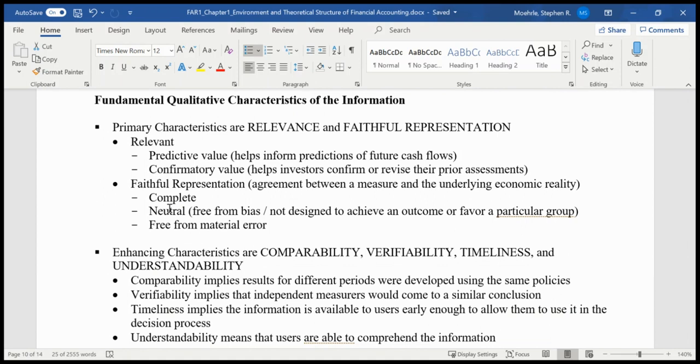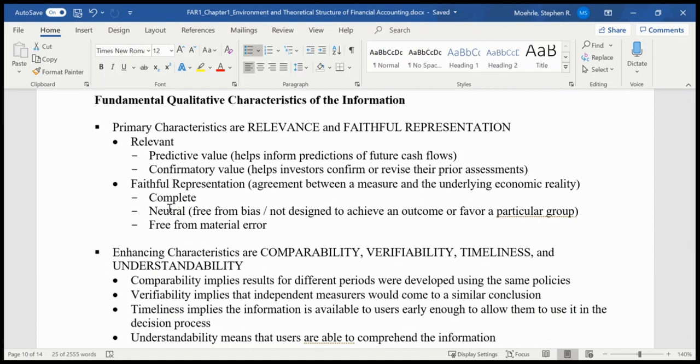Information is relevant if it has predictive value, that is, it helps inform predictions of future cash flows, and it has confirmatory value, that is, it helps investors confirm or revise their prior assessments. What makes information faithfully representative? Its faithful representation is achieved if there's agreement between the measure and the underlying economic reality.